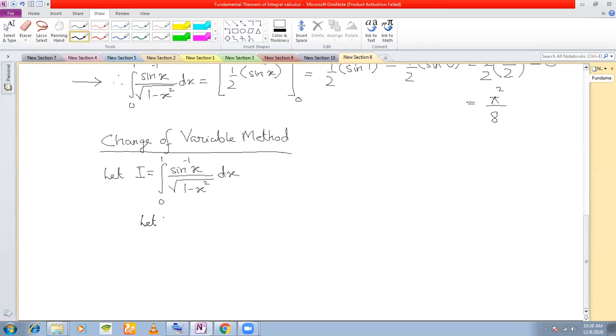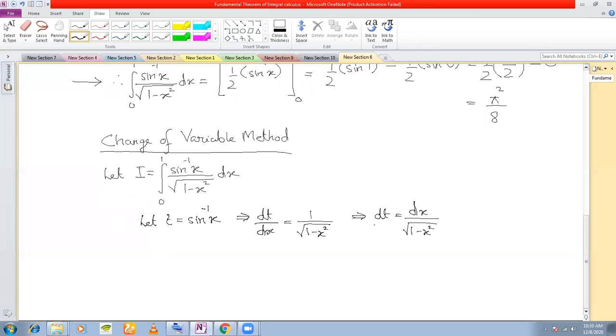Now here again what we do is we substitute. Let t is equal to sine inverse x. So what happens? dt by dx becomes 1 by root 1 minus x square. That means dt becomes dx by root 1 minus x square. Now this step, till this step, is the same as your earlier one.